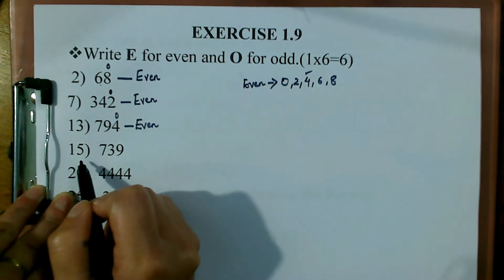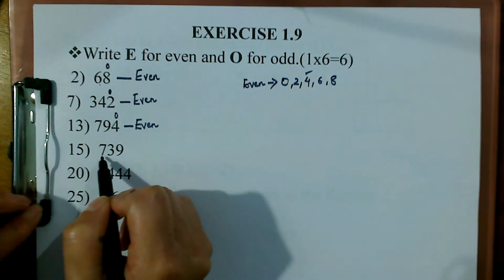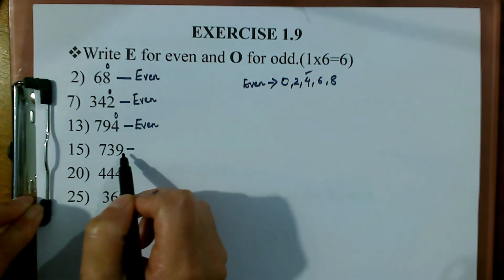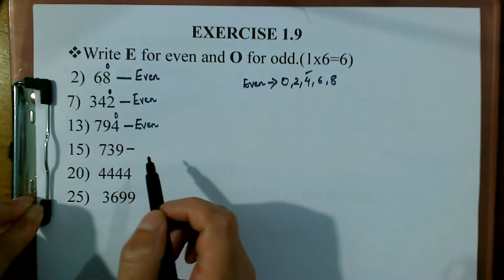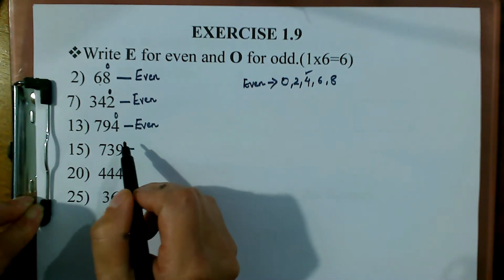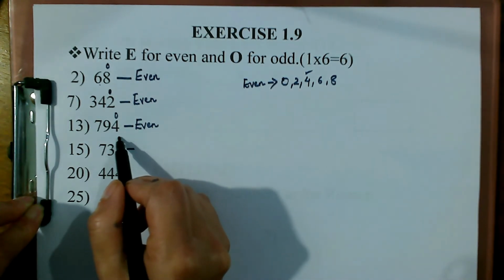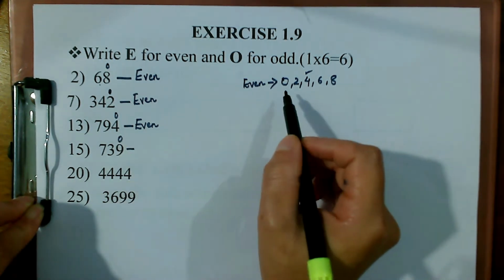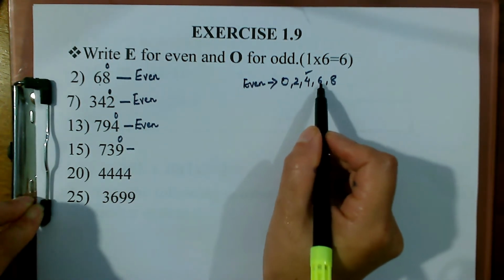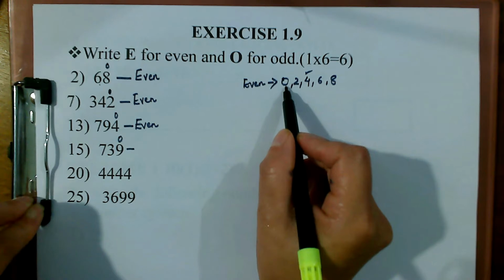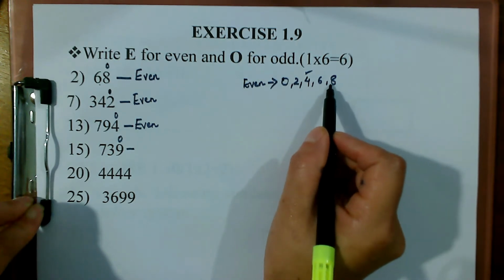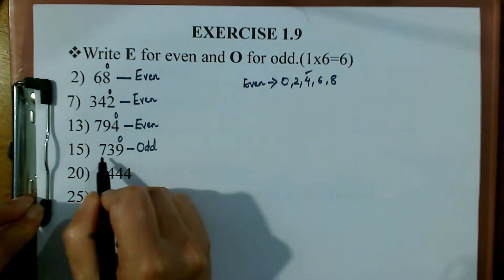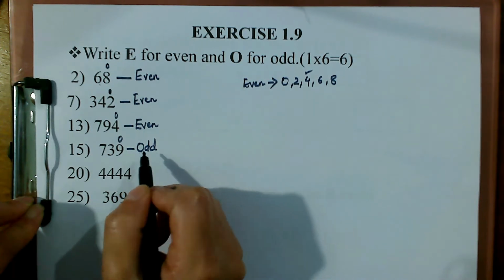And question number 15, 739. Is 739 even or odd? You have to find out the number in the ones place. Even numbers are 0, 2, 4, 6, 8. So 9 is not there. So this is an odd number. So 739 is an odd number.